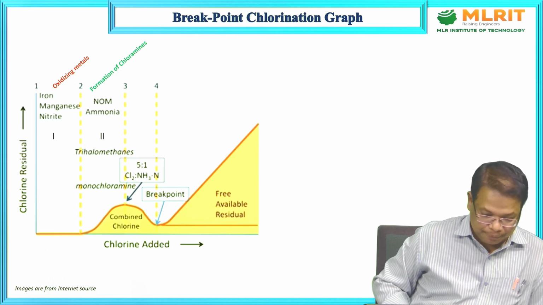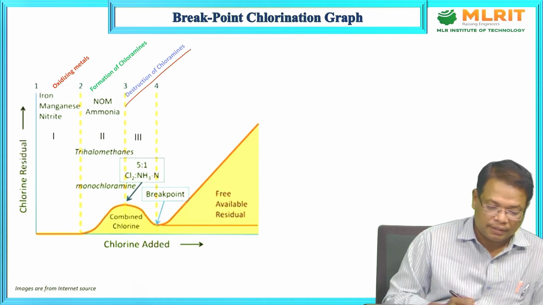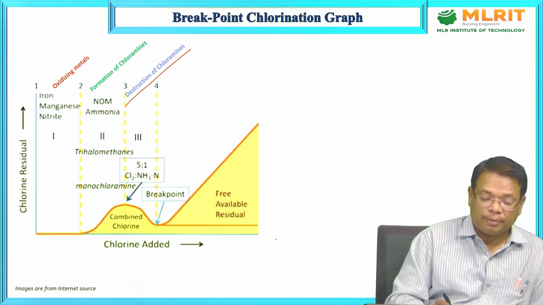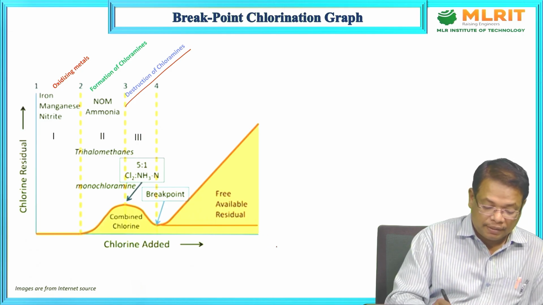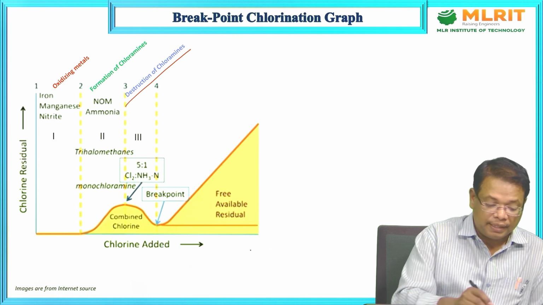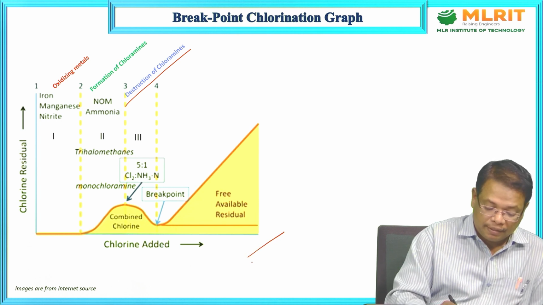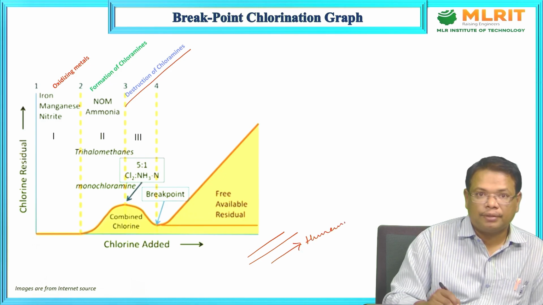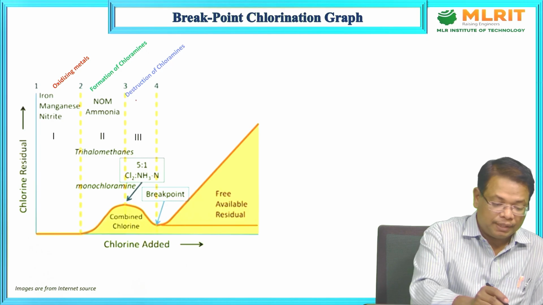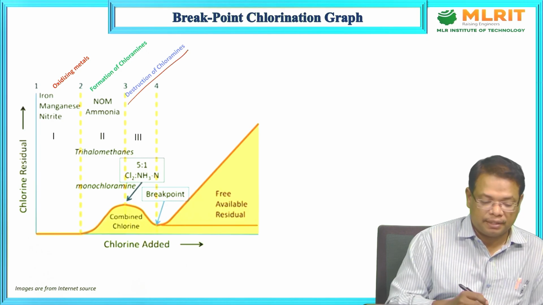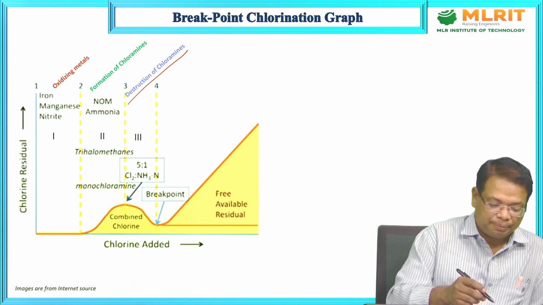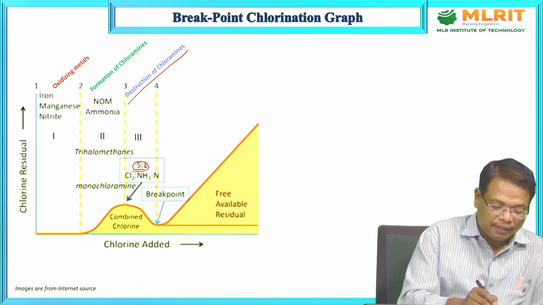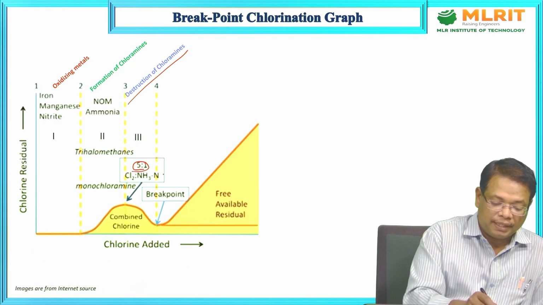So next, destruction of the chloramines. The destruction of the chloramines must happen because these chloramines also will kill the bacteria, but they will also be toxic to human beings. So we have to destroy the chloramines by addition of excess chlorine. So it is a 5:1 ratio. Chlorine 5, ammonia 1, and finally N2 will be formed.